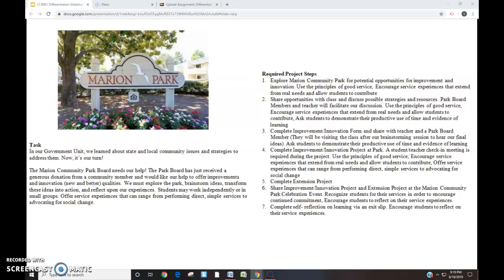Key elements of this project were the exploration of the park, discussion with a park member to share ideas, completing a form that shows their action, working at the park, and completing an extension project, which takes a look at other community projects in the area.